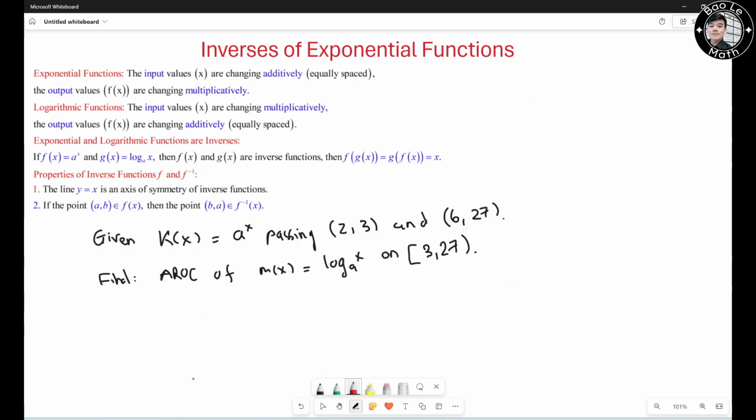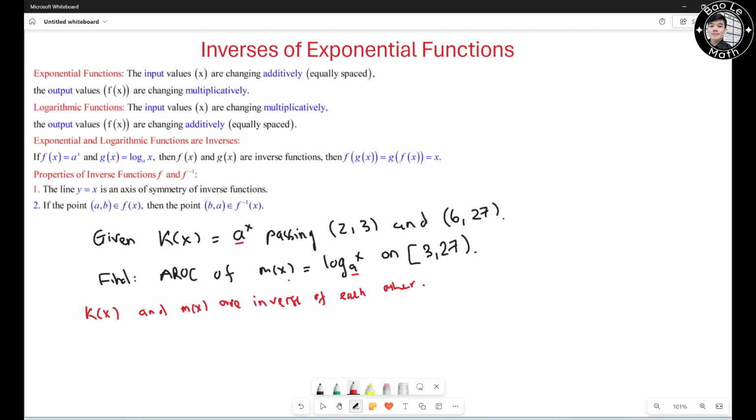Now let's move on to the next example. Given the function k of s equals a to the s, passing through (2, 3) and (6, 27), we need to find the average rate of change of the function m of s equals log base a of s on the interval [3, 27]. First we observe that the base is a in both, which means the function k of s and m of s are inverses of each other.